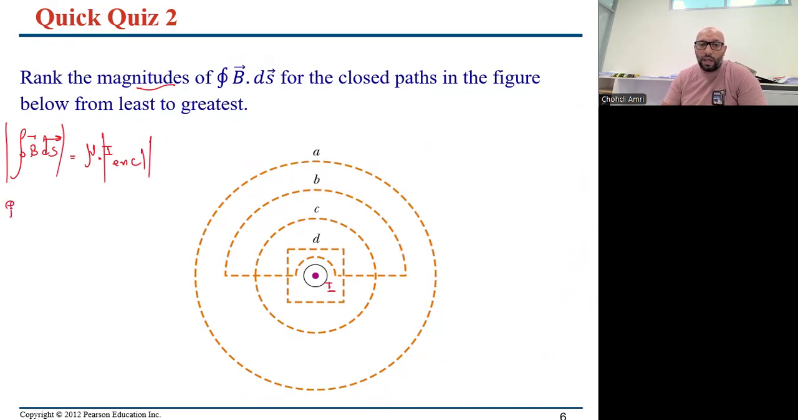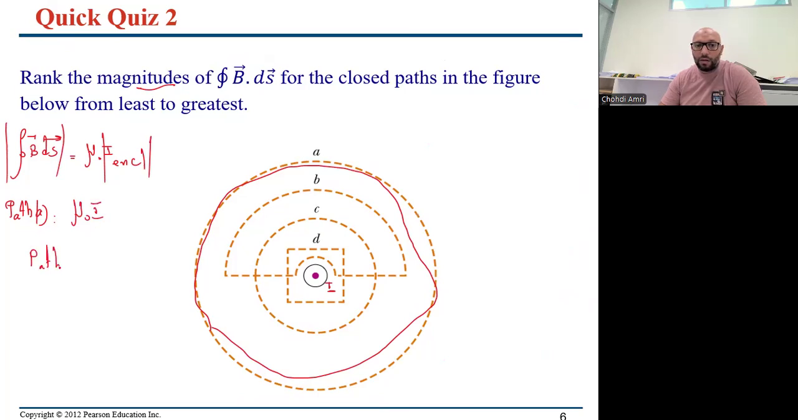Let's evaluate for path A. Path A is enclosing the current. So what would be the line integral of B dot ds? It's going to be mu naught I. For path B, it does not enclose any current. Look here, what happened to the path B? This is the path B. It is not enclosing any of the currents. So no current inside, so the line integral of B dot ds for the path B is going to be 0.